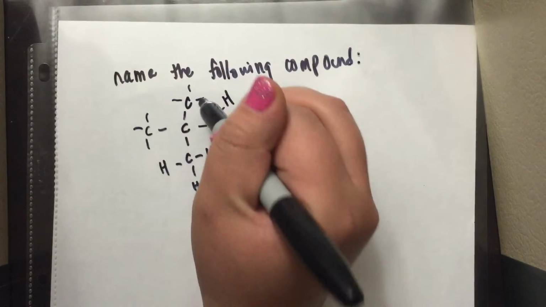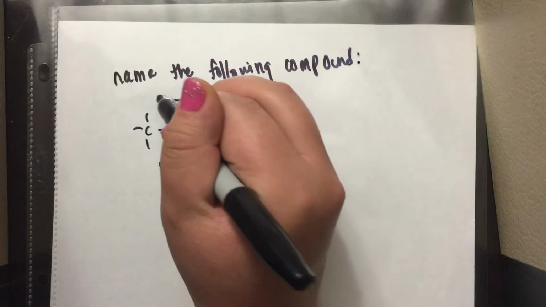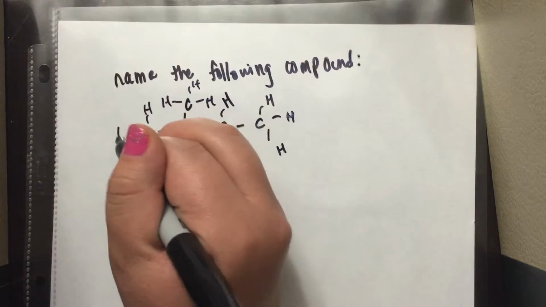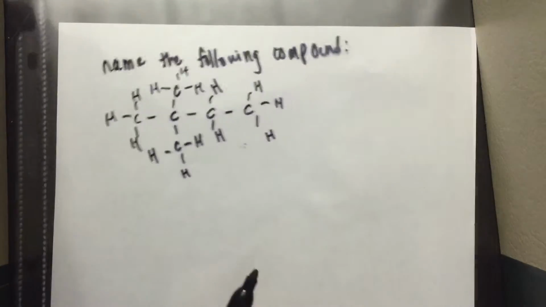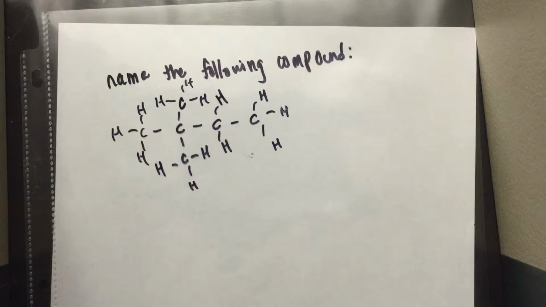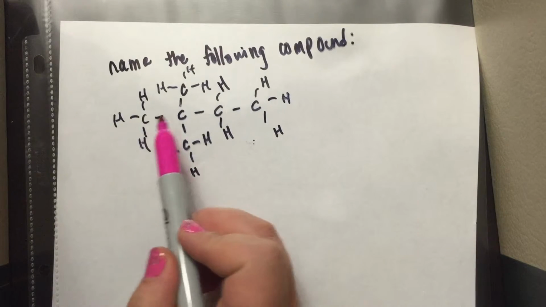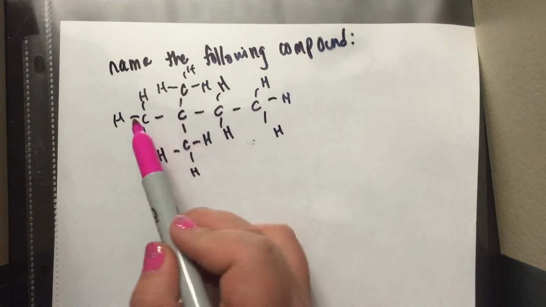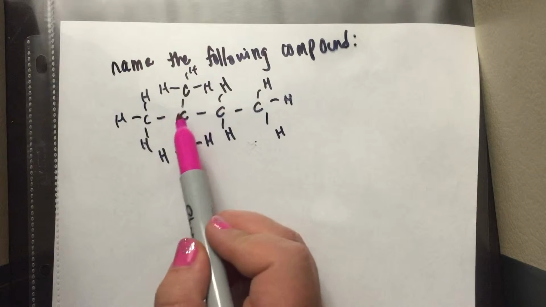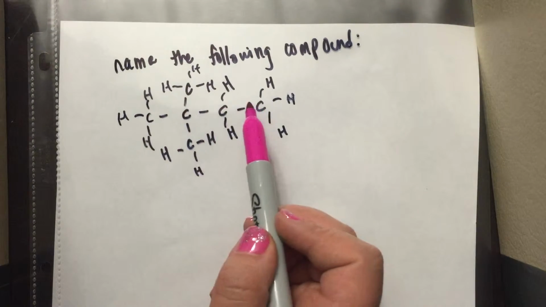looking at this compound, you see that there are no double bonds, which means that it's an alkane. At first you want to find the longest chain of carbons. And the way you do this is, you can see there's 1, 2, 3, 4. There you go, 1, 2, 3, 4. And you can't go 1, 2, 3 because there's more right there at 4.